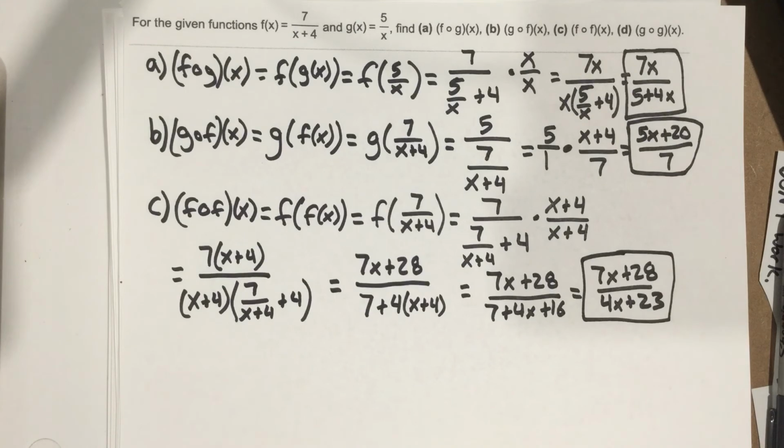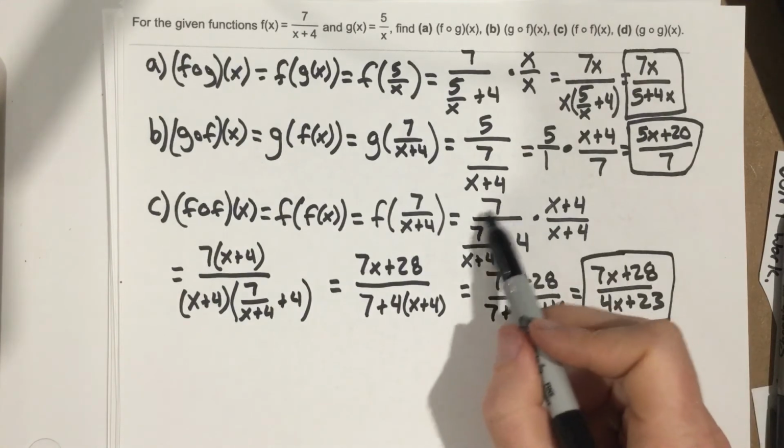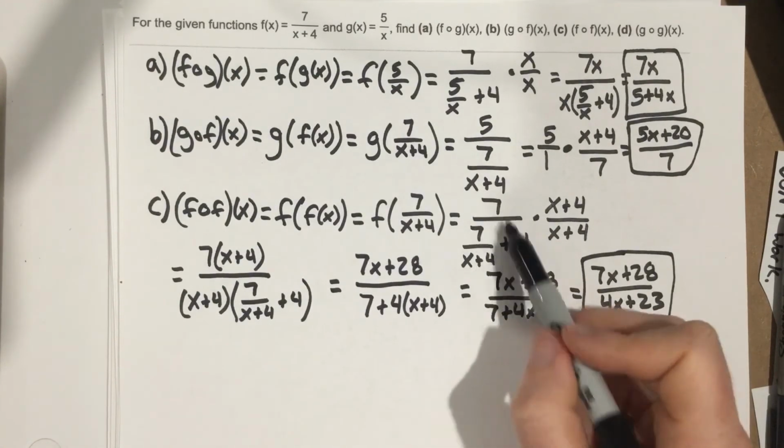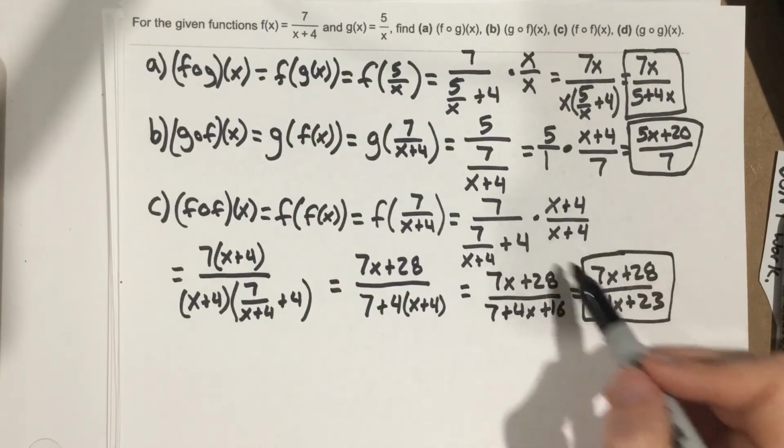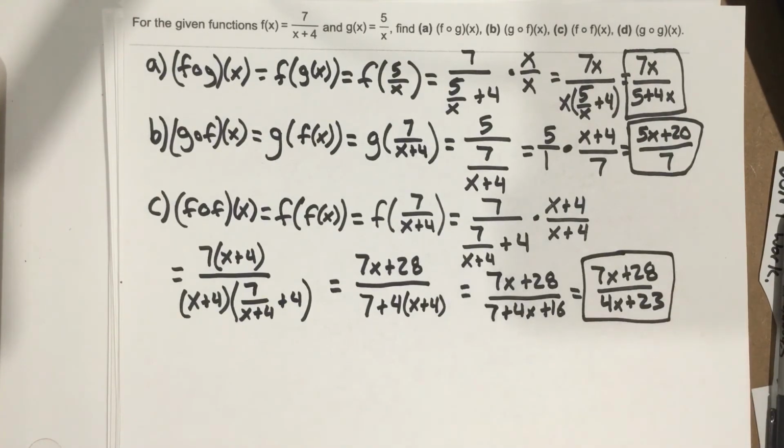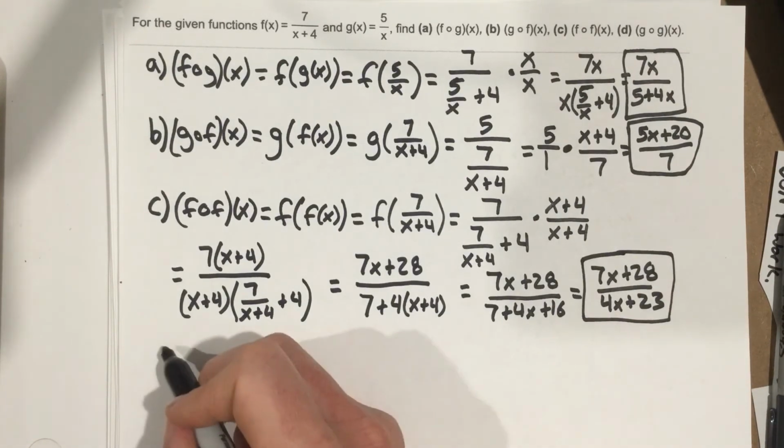Took a little algebra work to simplify it. I mean, we technically at this point right here did the f of f of x part, but then you need to simplify it to get rid of that denominator inside the denominator.